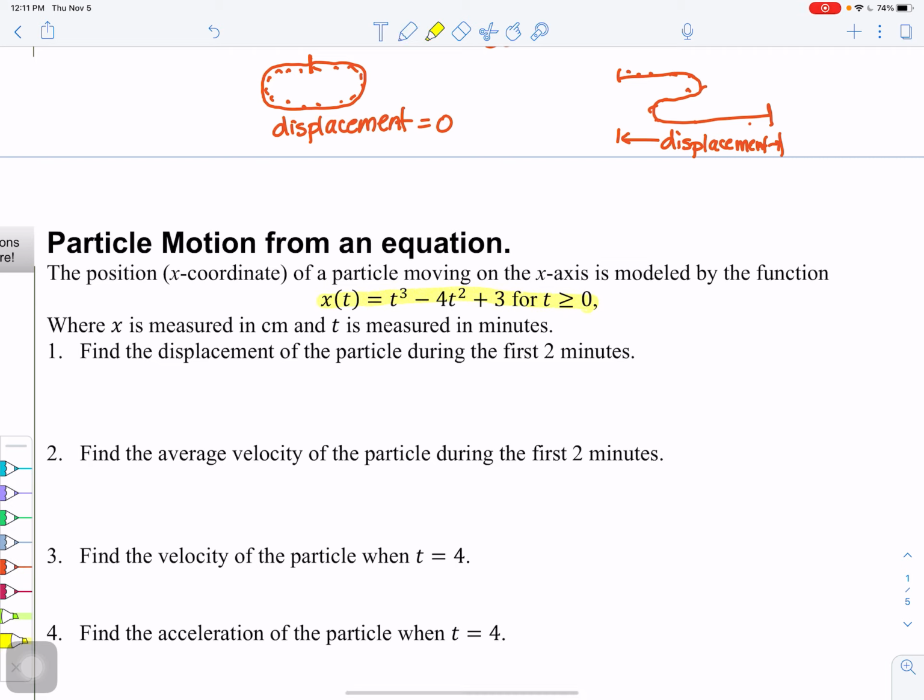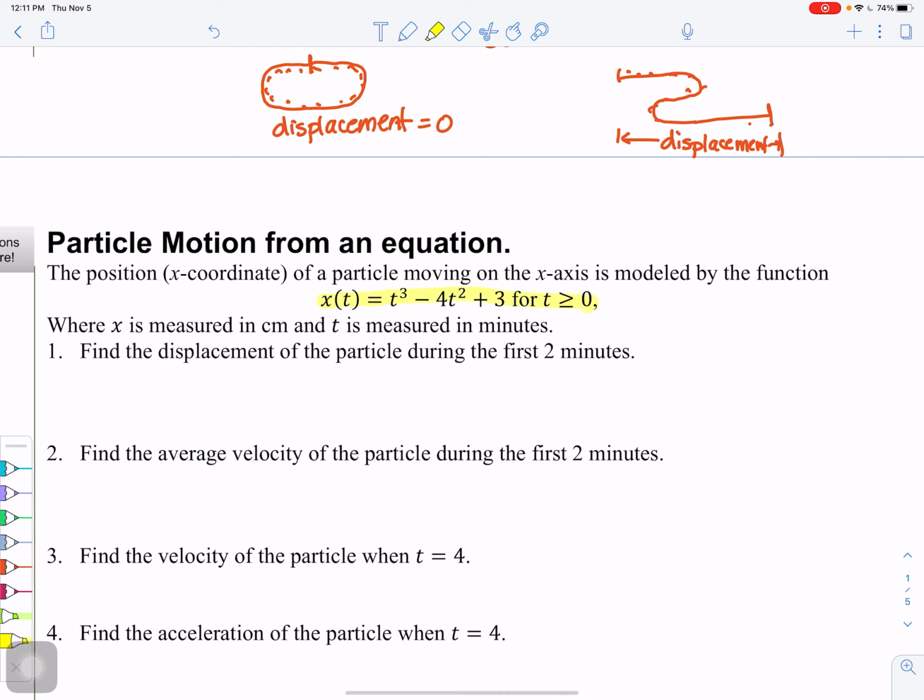Okay? Find the average velocity of the particle during the first 2 minutes. That's going to be on the time interval 0 to 2. And the average velocity is equal to x of 2 minus x of 0 over 2 minus 0.